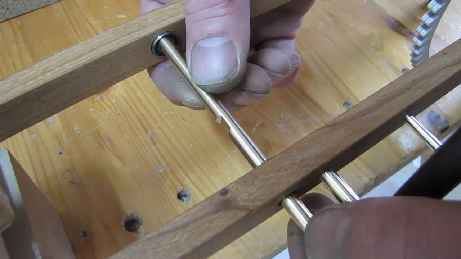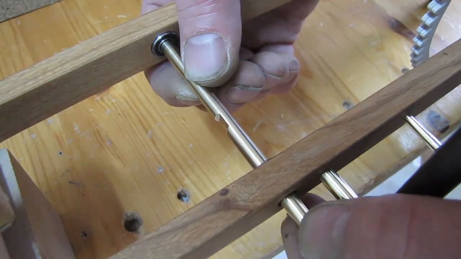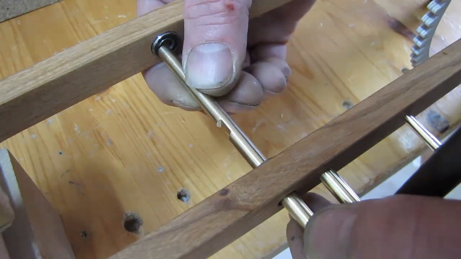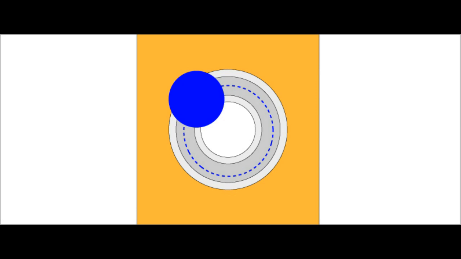To true the ball bearings in the frame, insert the arbor, then circle around to the opposite ball bearing as shown. The ideal is when the circle described by the arbor has its center in the opposite ball bearing middle. This means that the ball bearing is axial to the arbor.